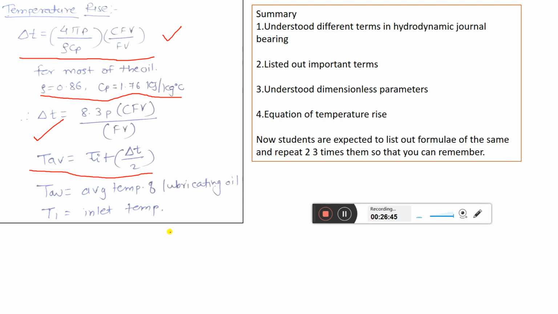Fine, today we stop here. In the next lecture we will see how to solve the numericals. Again I am telling you, refer to the book by Professor V.B. Bhandari, Design of Machine Elements. That book is very good for hydrodynamic journal bearing. We are going to see a short example from that book, then we will go through numericals from the question paper. So today we'll stop here. Remaining part we'll see in the next lecture. Thank you.